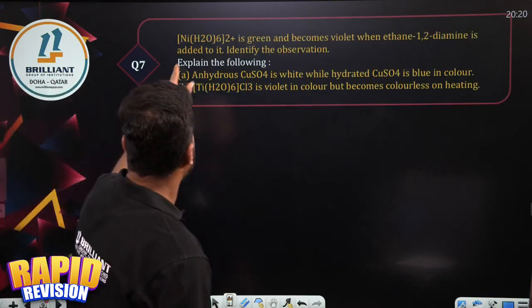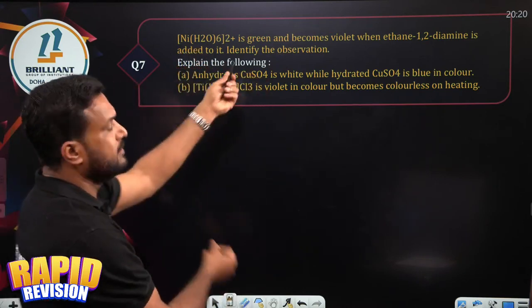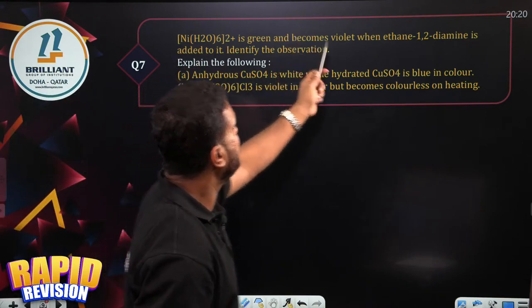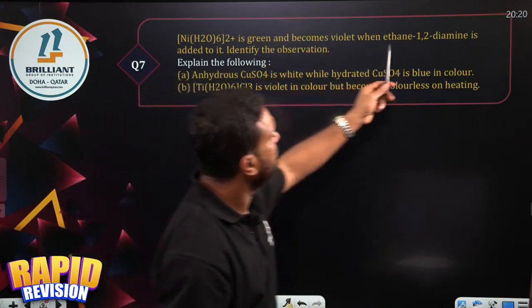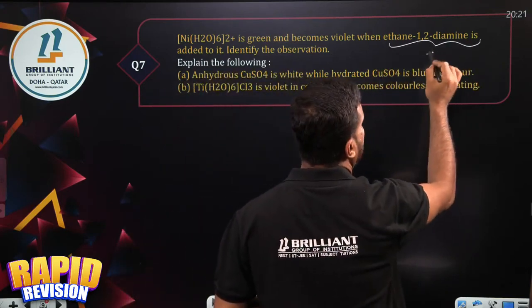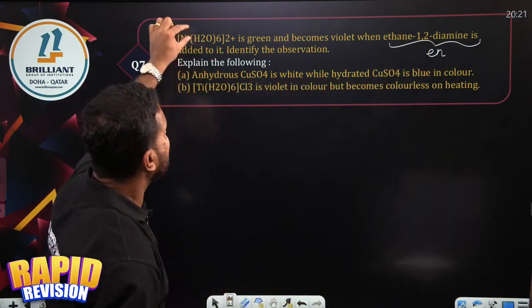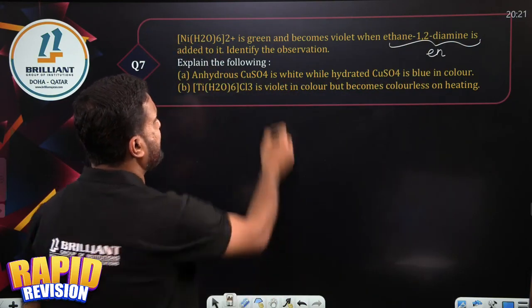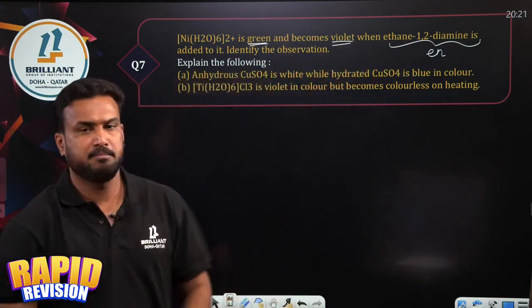So the next question is: [Ni(H2O)6]2+ is a green colored compound which becomes violet when ethane-1,2-diamine is added. It's another type of question. What is ethane-1,2-diamine? That is ethylenediamine, en. So when the en ligand is added to this complex, they are saying the color will change from green to violet. This is from a previous board paper.